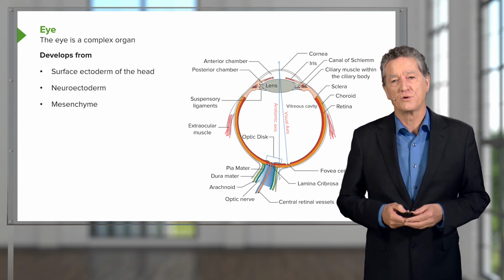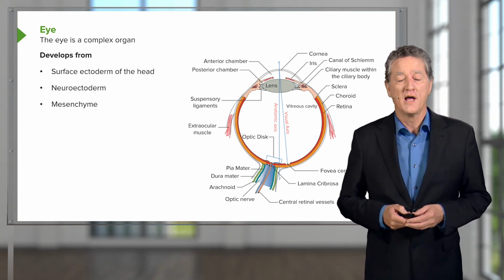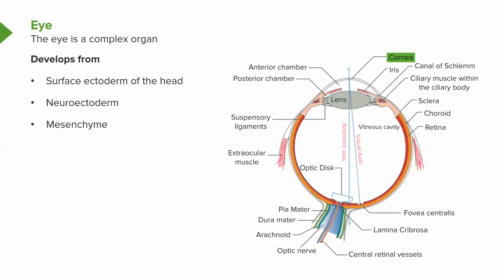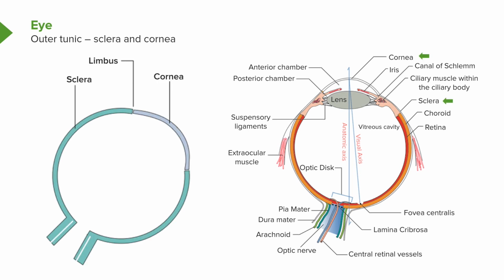So we're now going to look at each of those structures in turn. I'm going to start with the cornea, the front of the eye, the anterior part of the eye, and go through the structures in sequence, from the anterior structure of the cornea and then to the retina. First of all, let me just outline the structures that are actually produced by the 3 different sources.